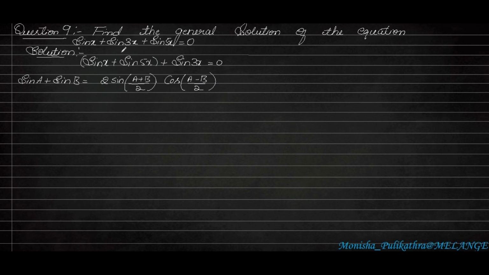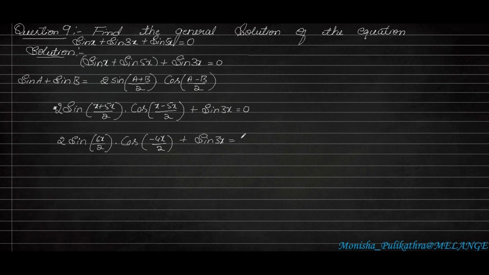In the same way we have to write this equation. So sin x plus sin 5x will become 2 sin((x + 5x)/2) cos((x − 5x)/2) plus sin 3x is equal to 0. So 2 sin(6x/2) cos(−4x/2). Since the larger number is 5x and the larger number has the minus sign, we have to retain that minus sign here, plus sin 3x is equal to 0.